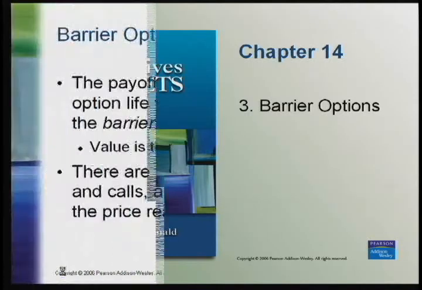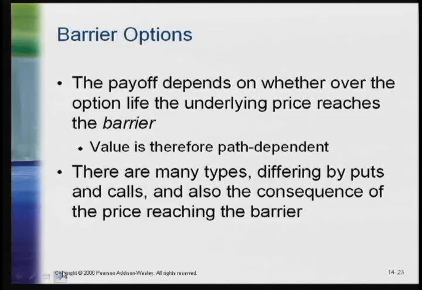Module 3 of Chapter 14 is on so-called barrier options. In barrier options, a payoff depends on whether the stock price achieves a certain level, which is called the barrier level, during its life. And therefore, the value of this option is again path dependent.